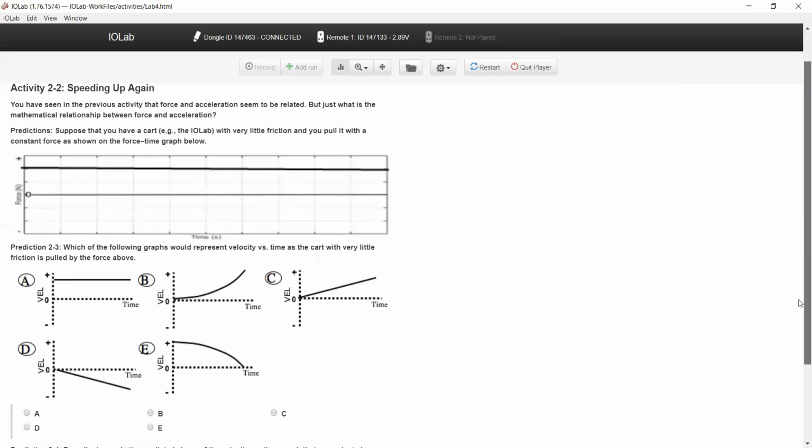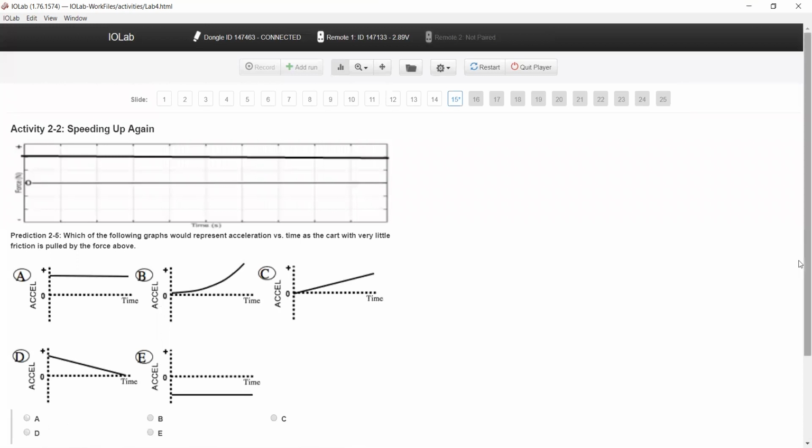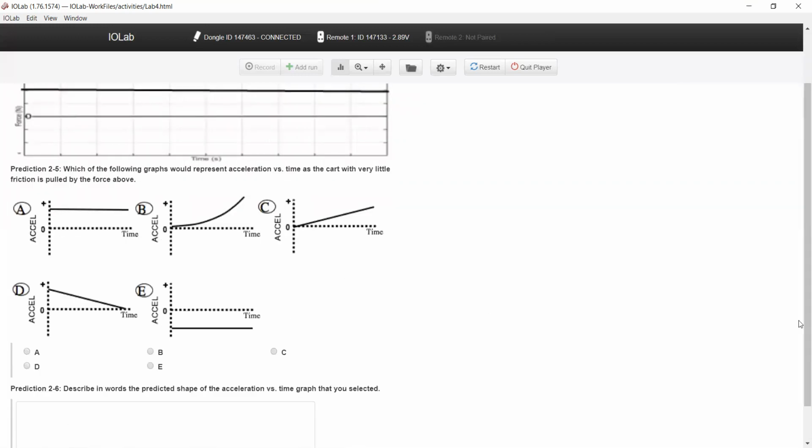Okay, go ahead, make your prediction. This one is slowing down in negative, but it is not giving a constant acceleration. Make a prediction and write the answers. Don't forget that one. Then go next. Same thing for the acceleration, which we already explained.